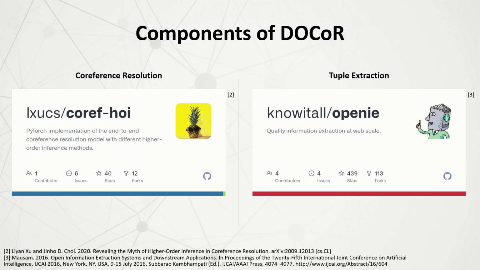For the coreference resolution and the tuple extractor, we used off-the-shelf tools. The coreference resolution tool is by Shi and Choi, while the tuple extractor used is OpenIE 4 by University of Washington.